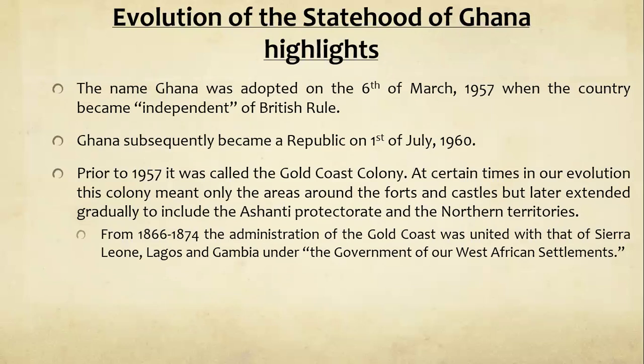Now, how did the modern state of Ghana evolve? The name of our country, Ghana, you notice, was adopted, or it was unveiled, on the day that independence was declared. So 6 March 1957.